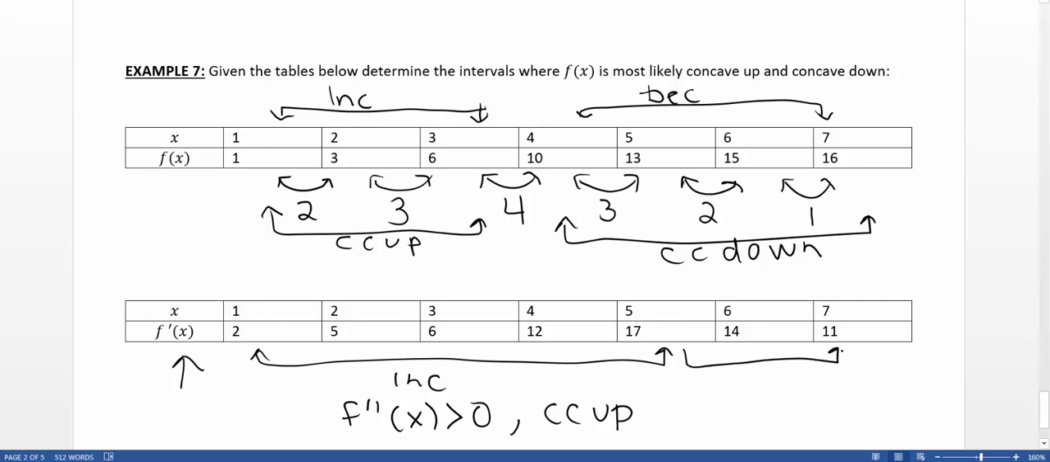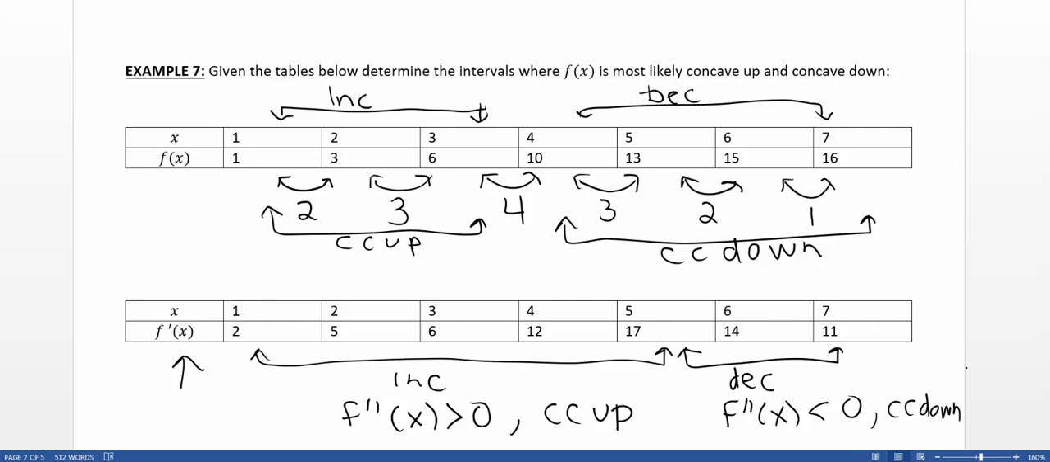Similarly, if we look at what's happening from 5 to 7, we see that those values are decreasing. 17, 14, 11. That tells me that the second derivative is going to be negative. And if the second derivative is negative, that tells me that the original function, f of x, is concave down. So trying to keep all these graphs straight can be difficult. So I just want to remind you, for all of these that we've just looked at on the tables, we're talking about what's happening on f of x, the original function.